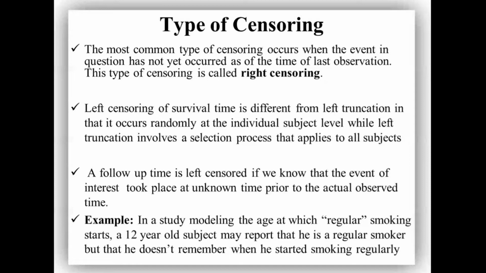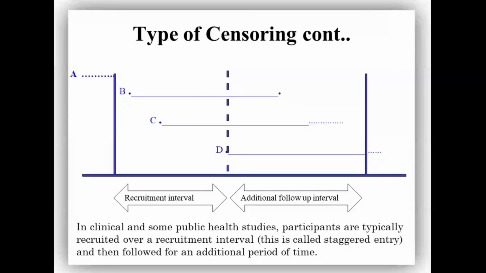So let's see this diagram. We have four individuals: A, B, C, and D. Individual B is called fully observed. Why? Because we know when he started, the starting point, and we know when he was terminated. The beginning and the ending point are known for B.